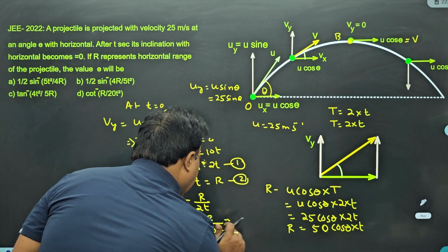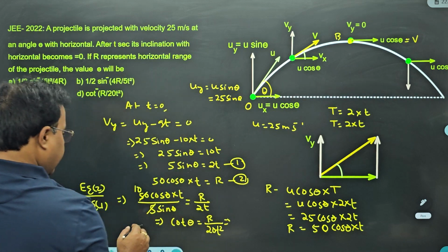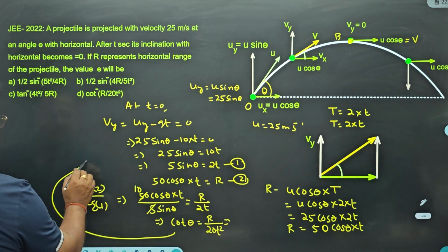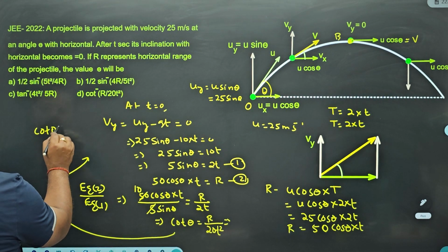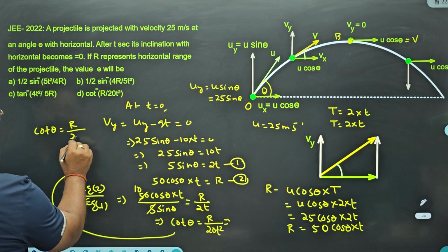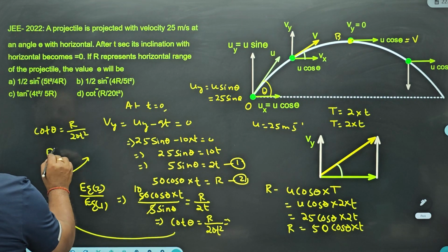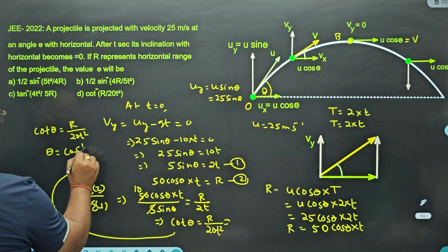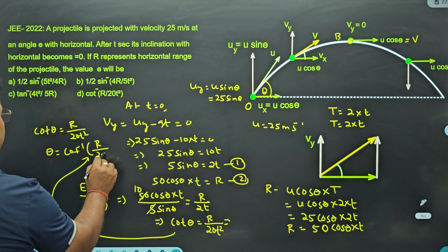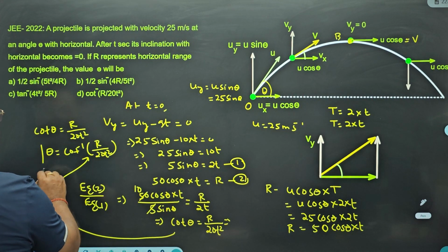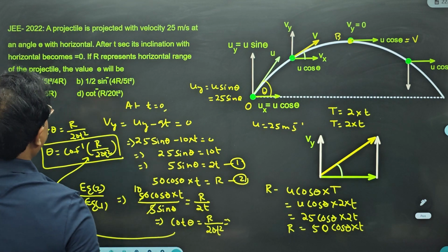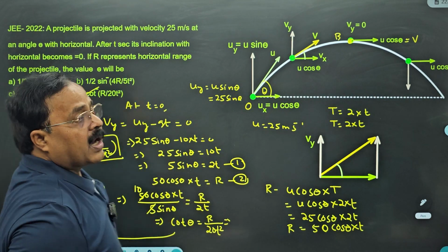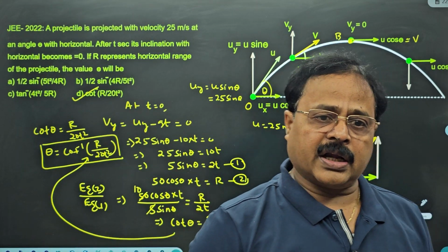Theta is equal to, I am writing again. Here you see, let me take it to this position. Cot theta is equal to what we got, my dear students? Cot theta is equal to r by 20t square. Then what is theta? Theta is equal to cot inverse r by 20t square. So this is the correct answer. So which option is correct? Option D is correct in this question.